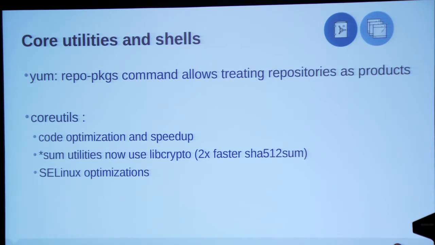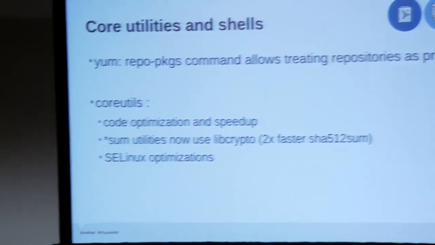Second item, coreutils. This is the set of more than 100 core and most fundamental utilities on the command line. Most users think that the development there is over. Well, it's not, because you still have to support the new technologies and you need to optimize the code, which happens in GNU lib modules and the coreutils itself. Some utilities now use libcrypto from OpenSSL, which makes some of them twice as fast.